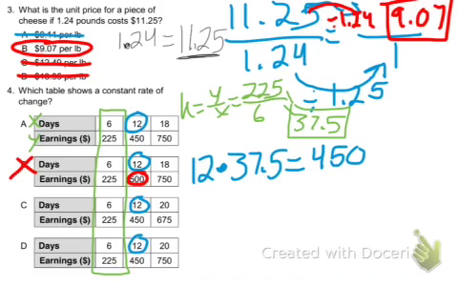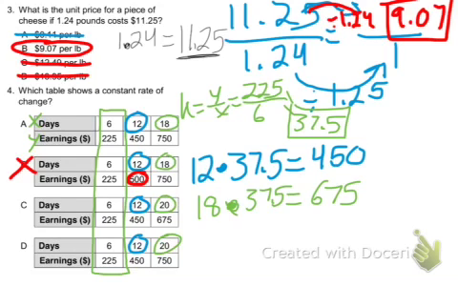Now, for the last one, we have 18, 18, and 20, and 20. So unfortunately, we have to do them both. 18 times 37.5 is 675. Neither of these are 675. Oops, we already knew this, didn't we? But that can't be the answer either.